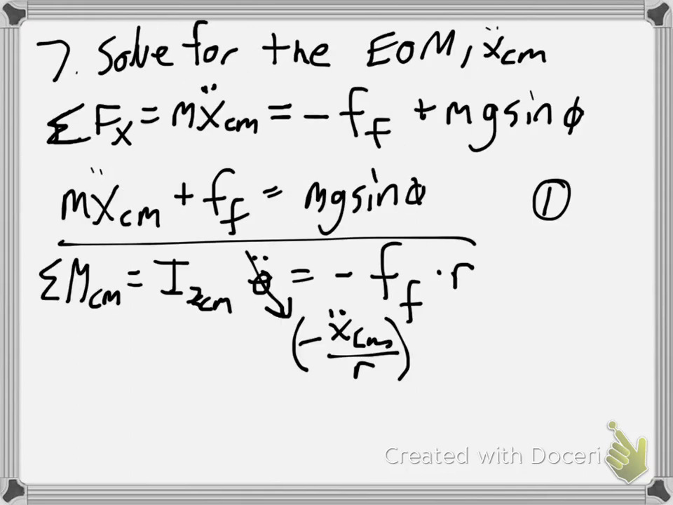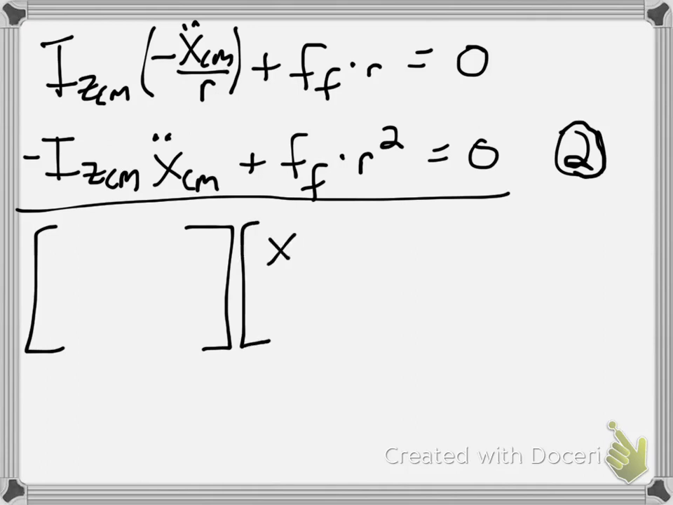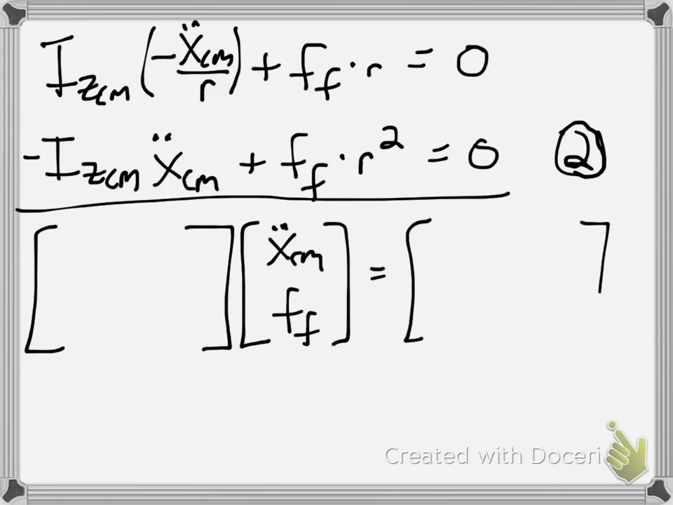So we've got this previous equation, equation 1, from my sum of forces in x, and equation 2, then from my sum of moments and the constraint equation. Now I'm going to put this into the matrix vector method, where my two unknowns are x double dot of the center of mass and the force of friction equals all my known information.